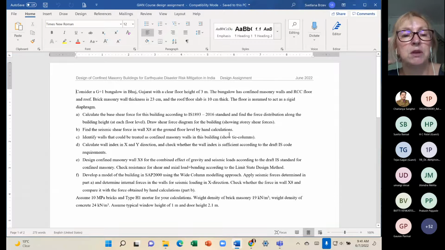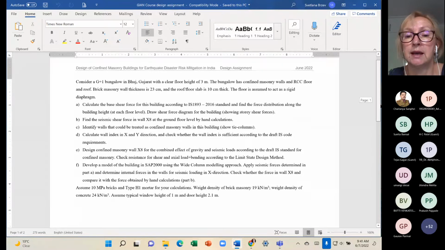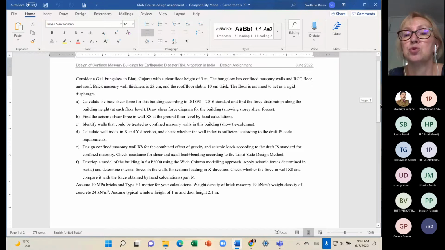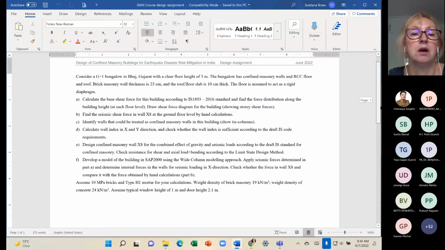So consider a G+1 bungalow, but it is located in Bhuj, Gujarat. And it has a clear floor height of 3 meters. The bungalow has confined masonry walls and reinforced concrete floor and roof. Brick masonry wall thickness is 23 centimeters, and the floor roof slab is 10 centimeters thick. The floor is assumed to act as a rigid diaphragm.